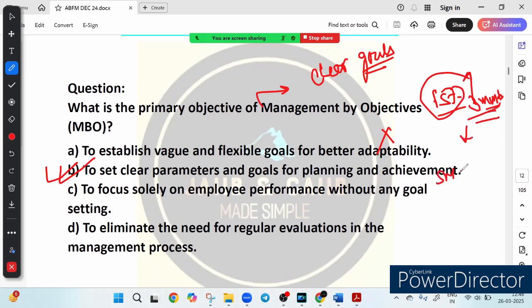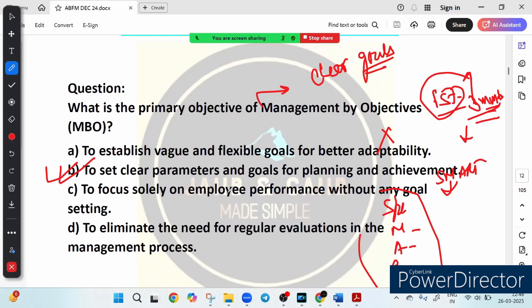What is the full form of SMART? This question is asked frequently. SMART means specific, measurable, achievable, relevant and time bound. What does M stand for in SMART? M means measurable. A means achievable. R means relevant. T means time bound. So MBO makes planning and goal setting structured and result oriented. You can see from a single question we are learning different concepts.